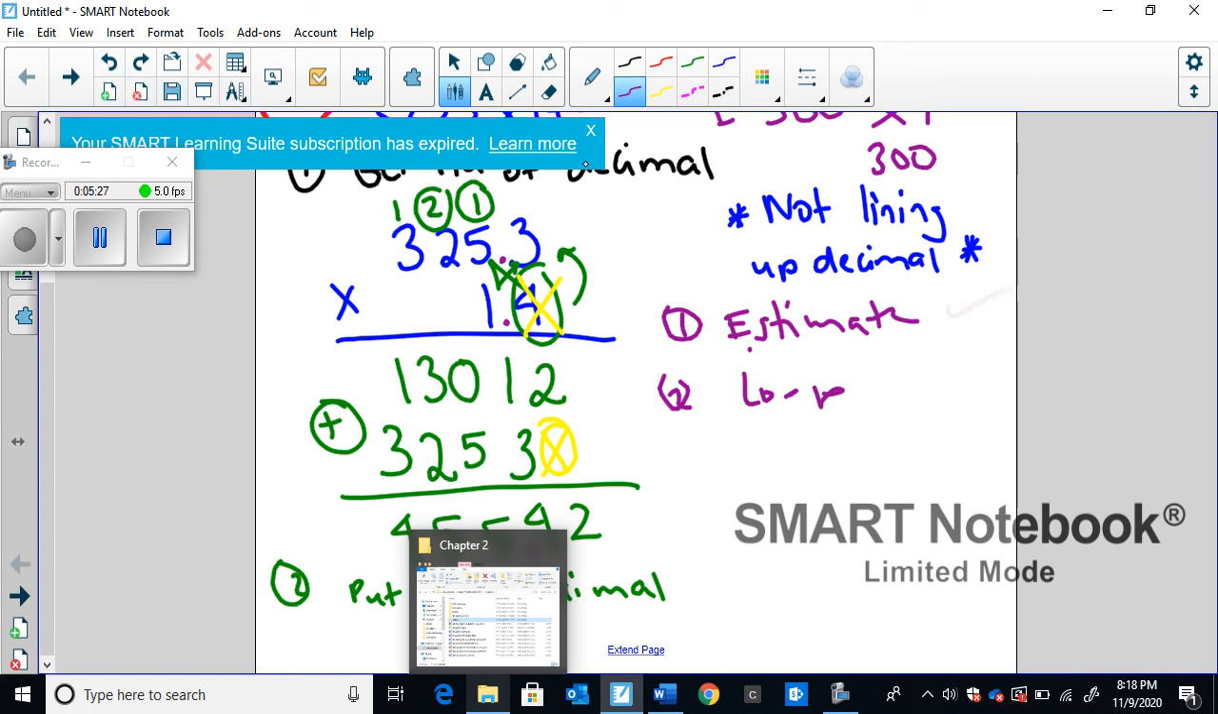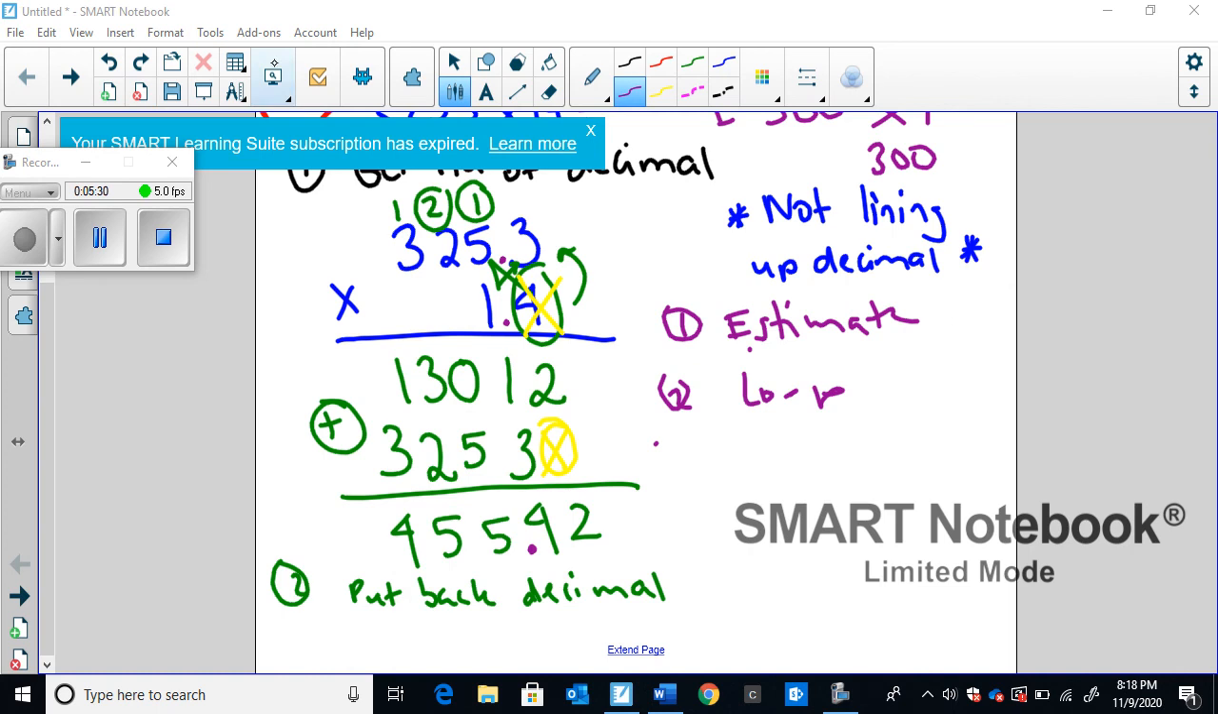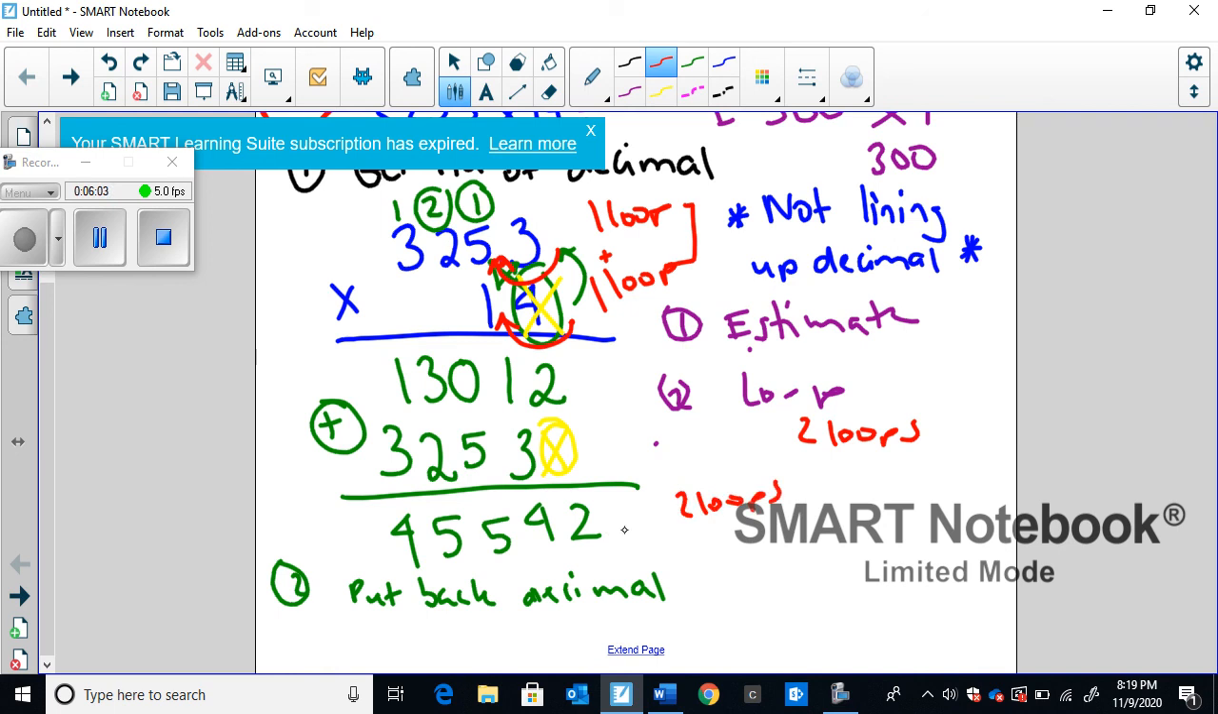Now the second way we could do it is using the loop method. If we go back here, let's count how many loops it takes to get to the decimal in our answer. So we start here and we go, oh, there's our decimal. That's one loop. Then we go to the second number and ask how many loops this takes. It takes one loop. So in total, one loop plus one loop gives me 2 loops. So in my answer, I need to do 2 loops. We start here, 1 loop, 2 loops, and that's where my decimal goes. Notice it's in the exact same spot as our estimate. It's just a different way of approaching it.